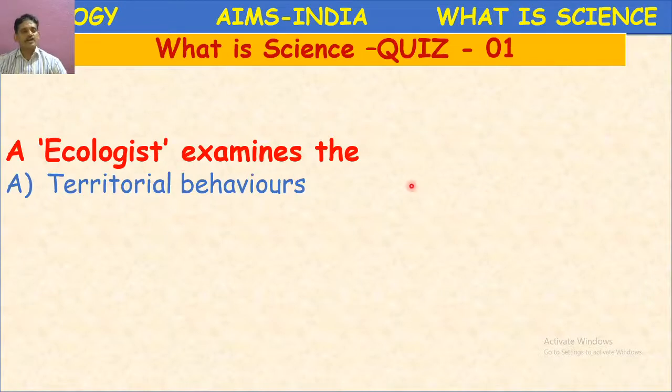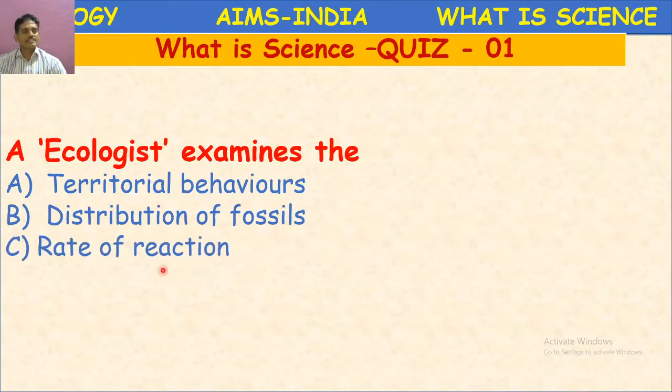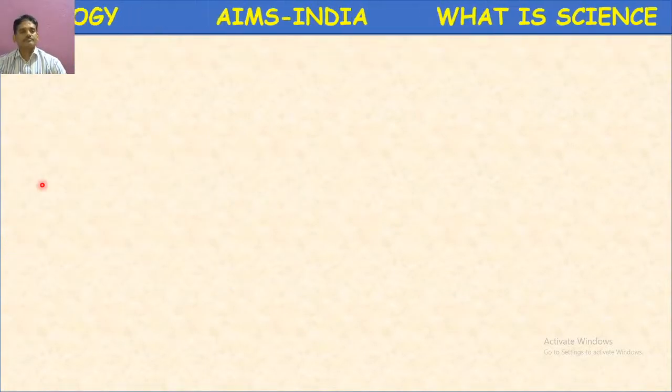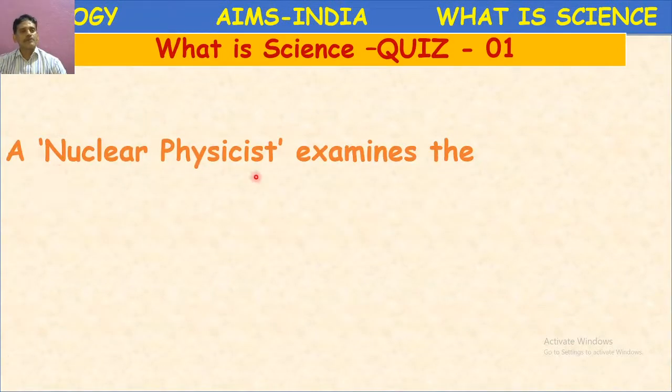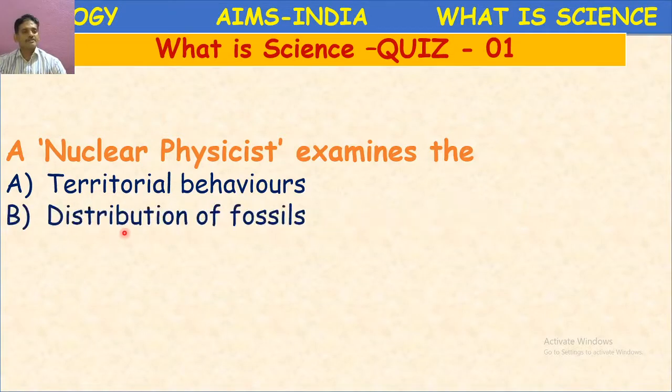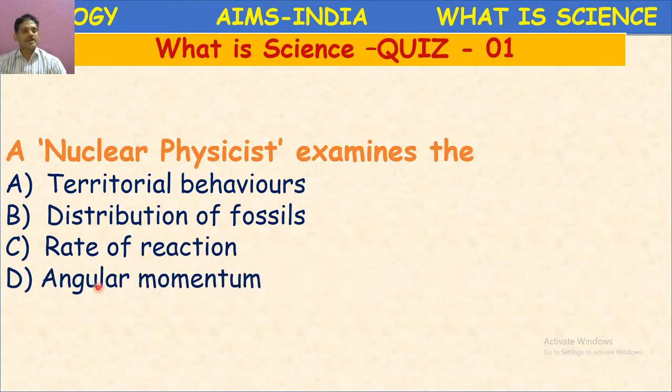An ecologist examines the territorial behaviors, distribution of fossils, rate of reaction, angular momentum. What is the right answer? Yes, an ecologist examines territorial behaviors. Next question. A nuclear physicist examines the territorial behaviors, distribution of fossils, rate of reaction, angular momentum. The options remain same, but the question is changed. A nuclear physicist examines the angular momentum. Very good. D is the right answer.